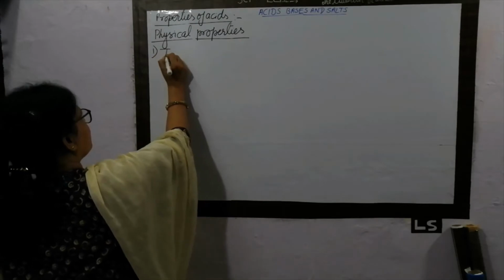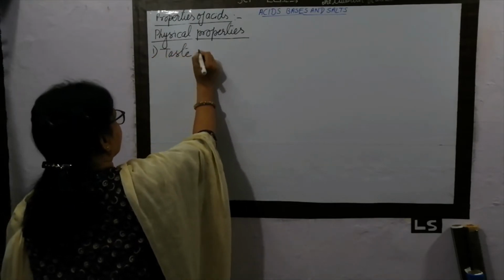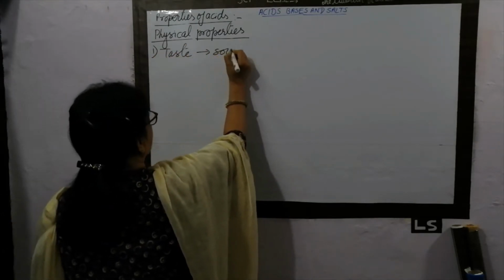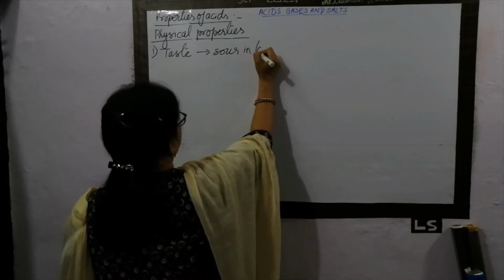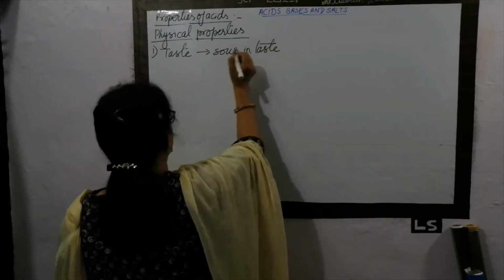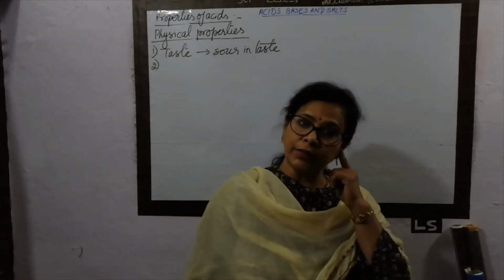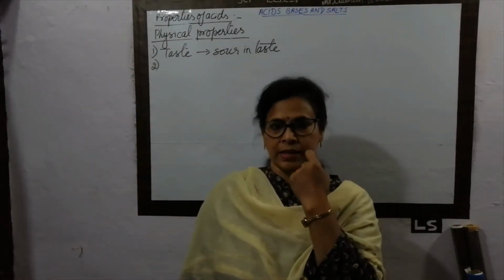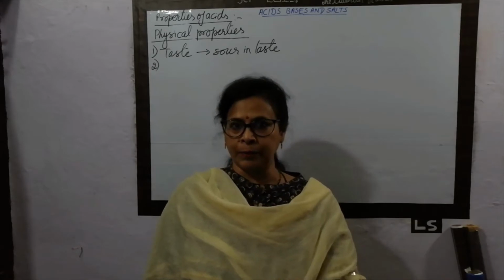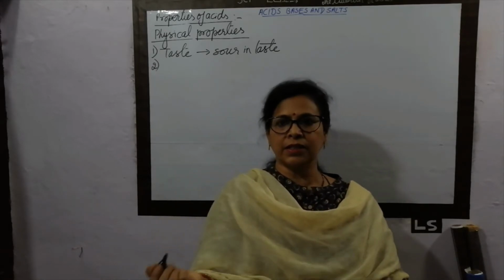First, on the basis of taste. Acids are sour, khatta, in taste. Anything which is sour in taste is termed as acid. You know now very well the various types of organic acids, such as lime, tomato, curd, etc.